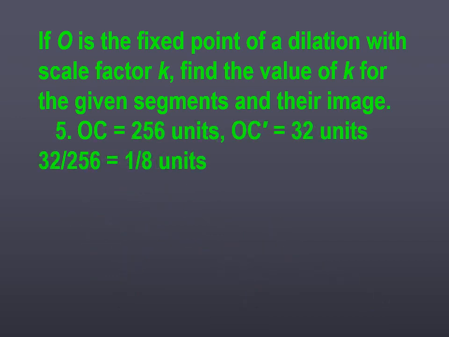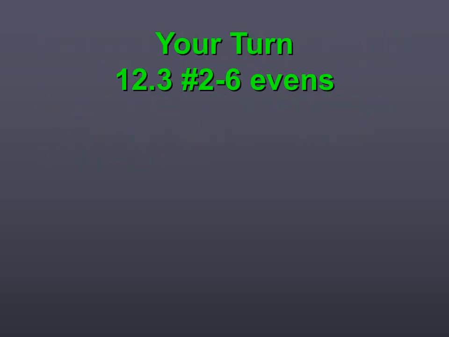All right, now we don't have a picture. We just know that from O to C is 256, which is our preimage, and O to C prime, which is our image, is 32. So remember, it is image over preimage, so it's 32 over 256, which reduces to 1/8, which means it's a reduction. All right, your turn.